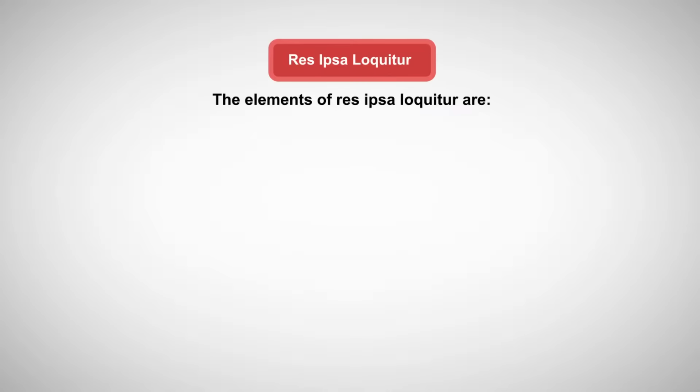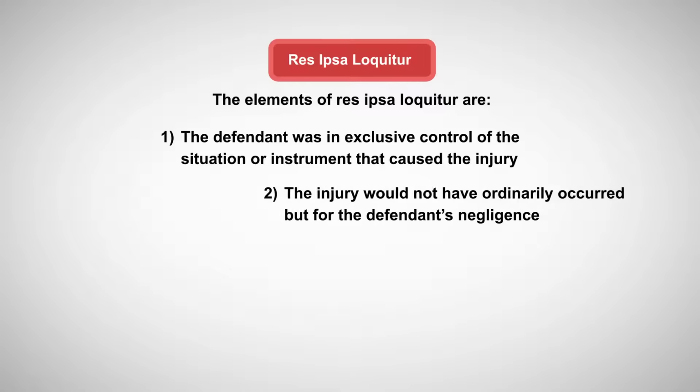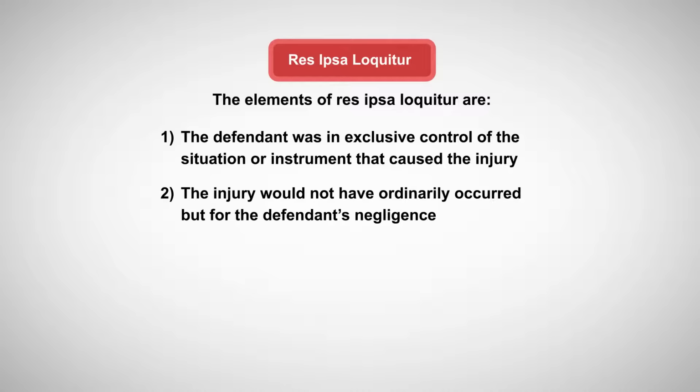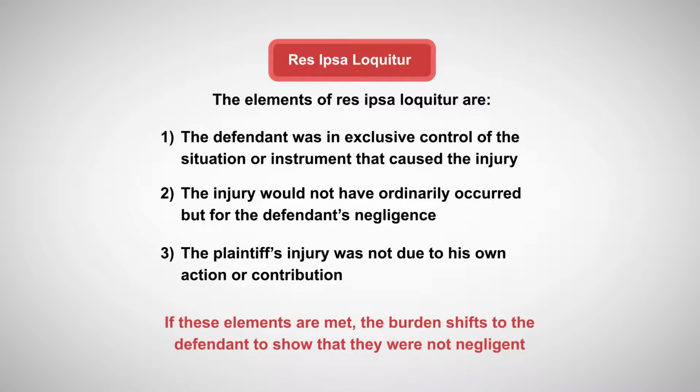The elements of res ipsa loquitur are: 1. The defendant was in exclusive control of the situation or instrument that caused the injury. 2. The injury would not have ordinarily occurred but for the defendant's negligence. And 3. The plaintiff's injury was not due to his own action or contribution. If these elements are met, the burden shifts to the defendant to show that he was not negligent.